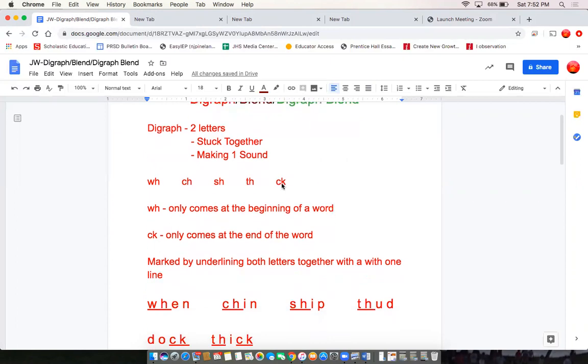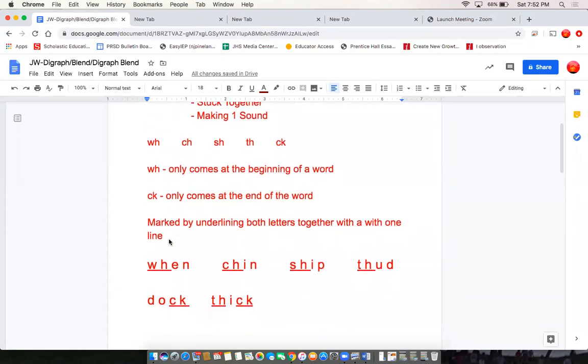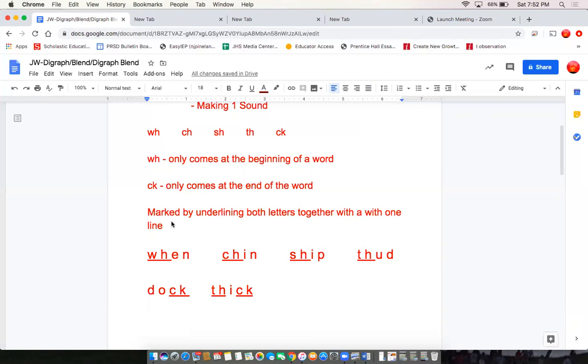Notice that there's two letters in each of those, but you only hear one sound because they make a sound together. Other rules regarding digraphs: WH only comes at the beginning of a word, and CK only comes at the end of a word. How we would mark them is that we underline both letters together with one single line.